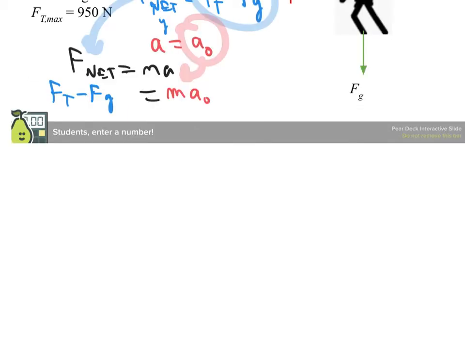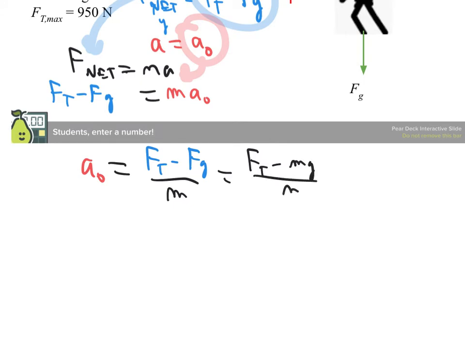And we have that A0 is Ft minus Fg over m, which is actually Ft minus mg over m. And I'm going to do a little bit more stupid algebra. You could just get numbers at this point, but I'm going to do this because I can write this as Ft over m minus mg over m.